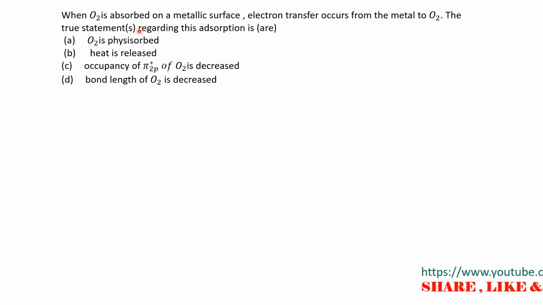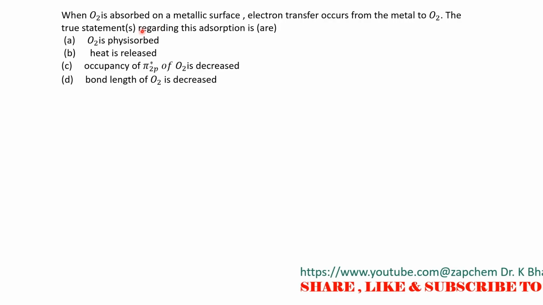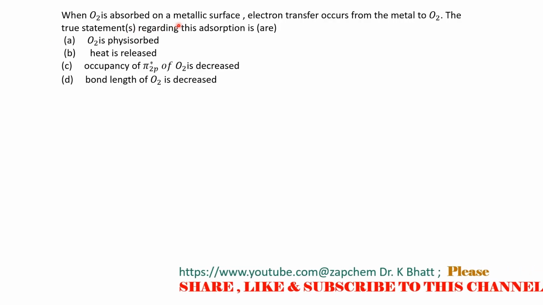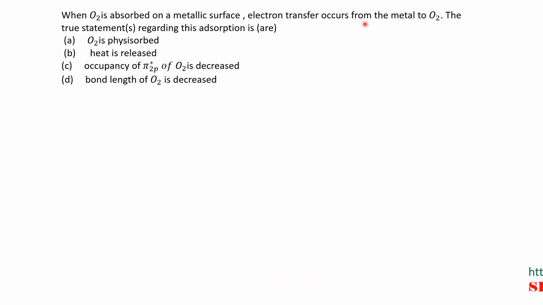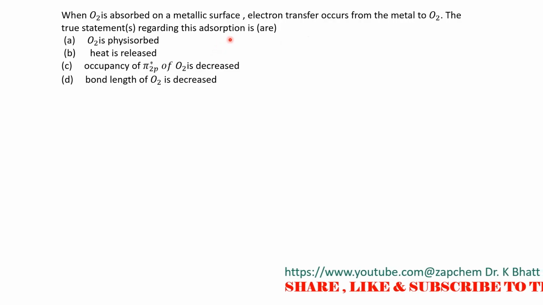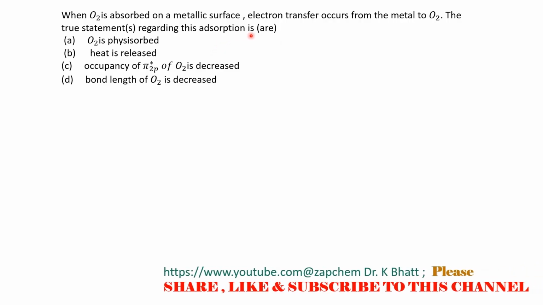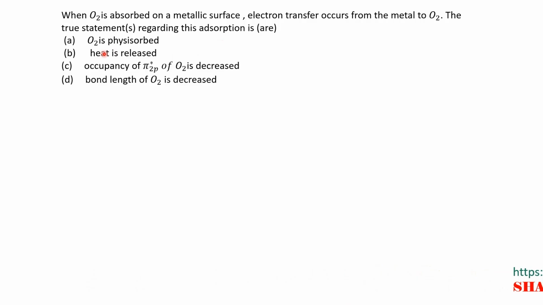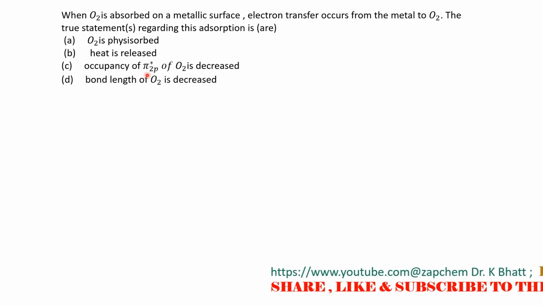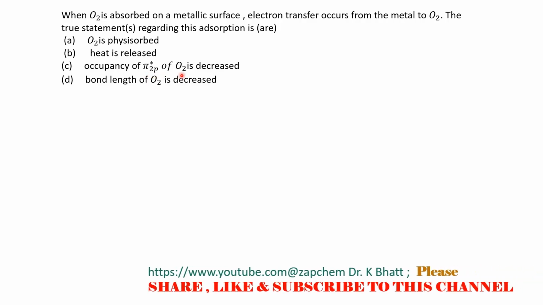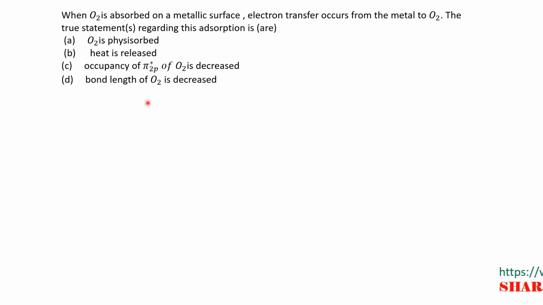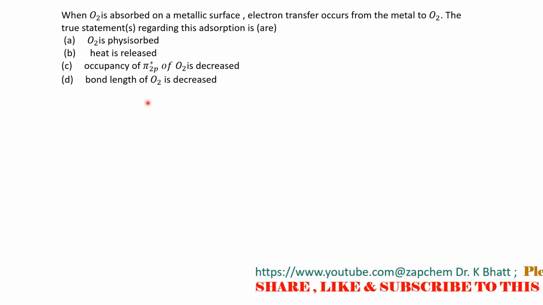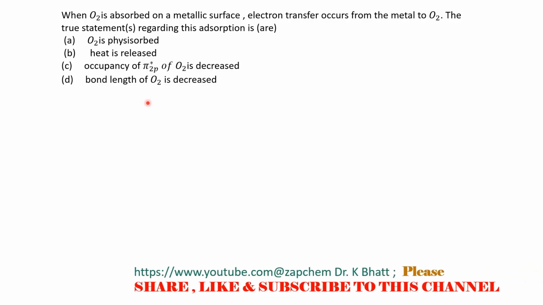Then when oxygen O2 is adsorbed on metallic surface, electron transfer occurs from metal to oxygen. The true statement regarding the adsorption are: O2 is physisorbed, heat is released, occupancy of pi star at 2p orbital of O2 is decreased, bond length of O2 is decreased. A very good question, and the simple answer here is that heat is released.